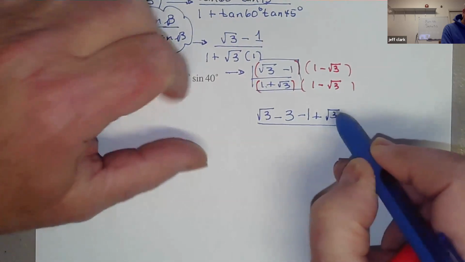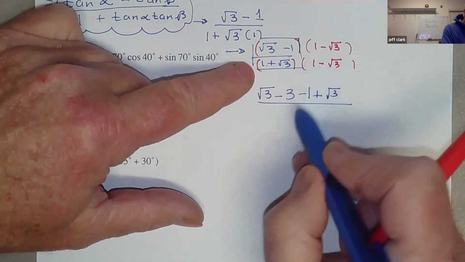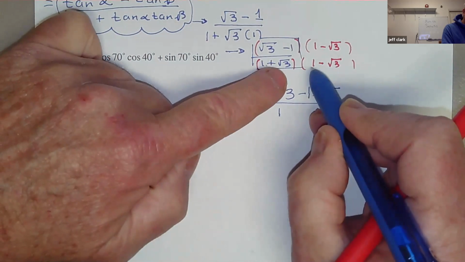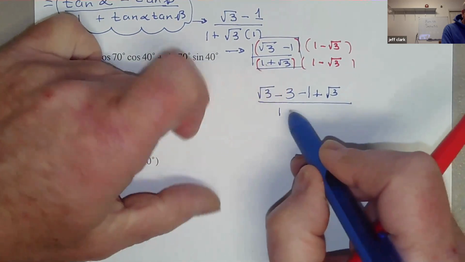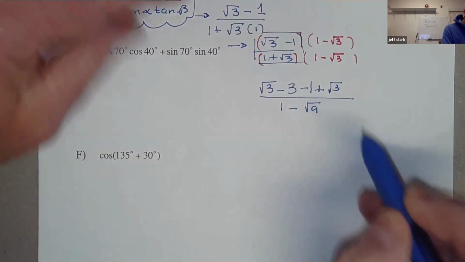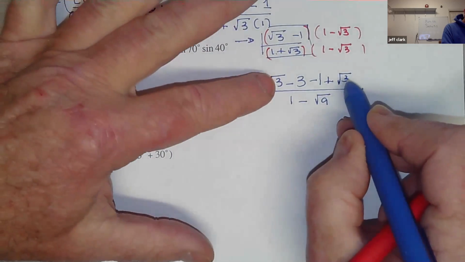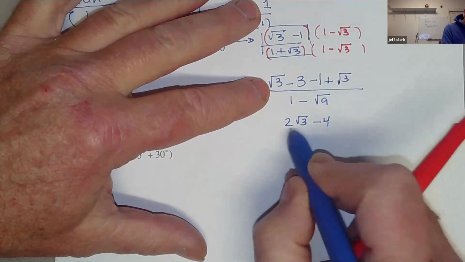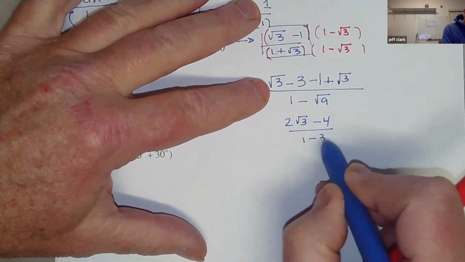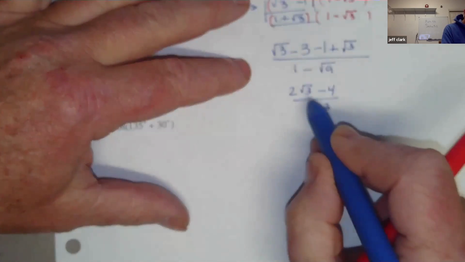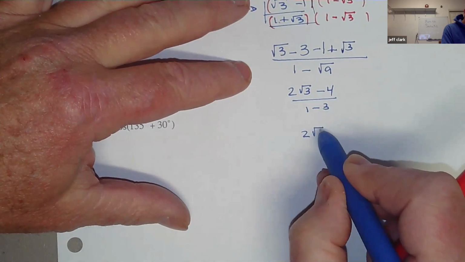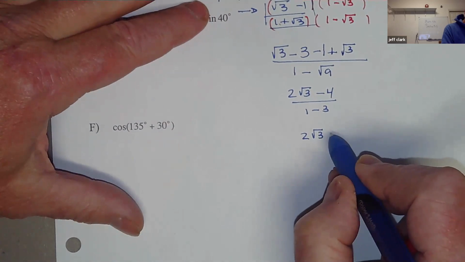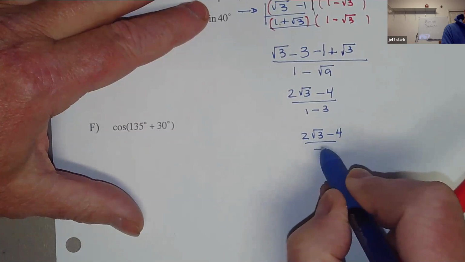Root 3. Down below, first is 1. Okay, outer and inner, they cancel. Negative root 3, positive root 3, gone. And then you get the last, which is minus root 9. Okay, you've got 2 root 3 at the top, subtract 4, all over 1 minus 3. Yeah, this is messy. You've got 2 root 3, subtract 4 all over negative 2. Yuck.